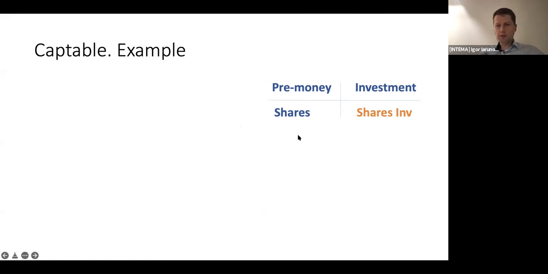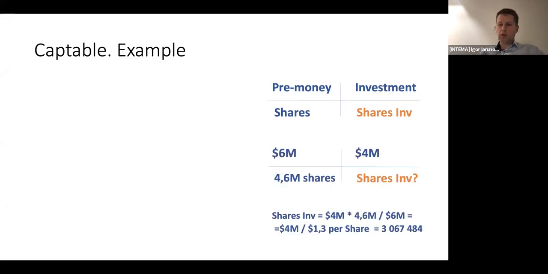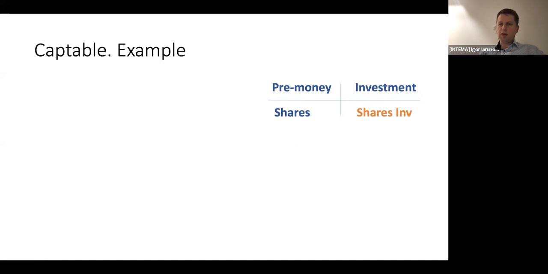For example, you have a startup and an investor comes and says, okay, I'm going to invest some million in your company. So we evaluate your company at $10 million US. Okay, so we are going to invest 4 million in your company. It means that the pre-money valuation is 6. 10 minus 4 equals 6.